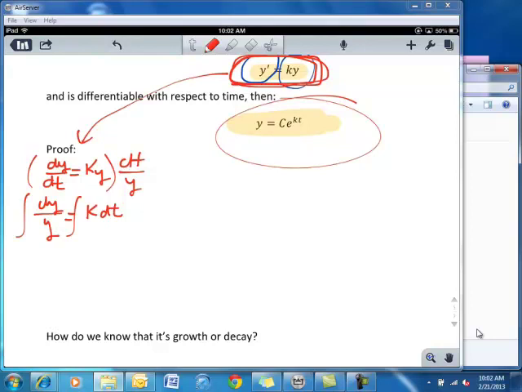And we know the integral of dy over y is the natural log of y. Where do you get that from? 1 over y. Same thing. Thanks for asking. So ln of y is equal to, what's the integral of k dt? Nice. It's kt plus c. Remember that k is a constant. So that would be like the integral of 5 dt, which would be 5t plus c. So yeah, kt plus c.